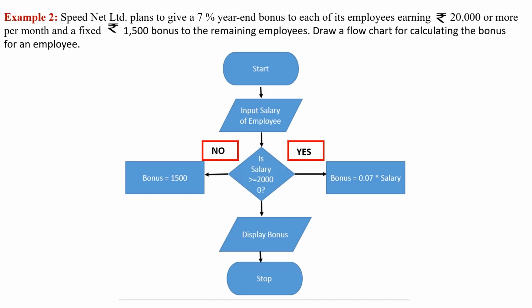To solve this problem, we will ask the user to enter the salary of the employee, which gets stored in a variable, salary. We will then check the condition if salary greater than 20,000. If the condition is yes, we calculate the bonus as 7% of the salary and print the bonus amount. If the condition is no, a fixed amount of rupees 1,500 is printed as bonus.